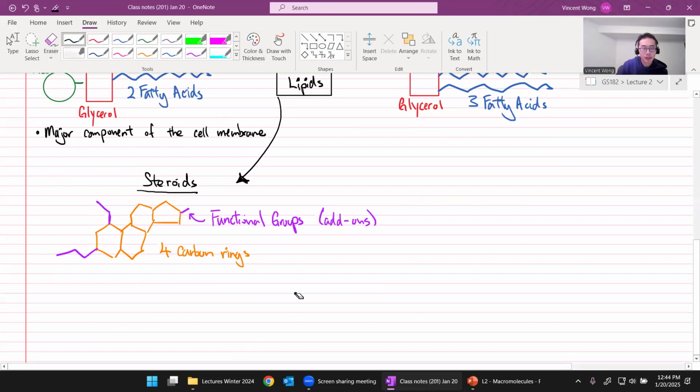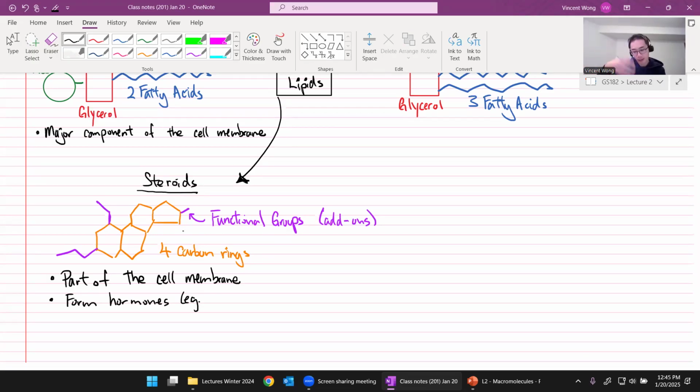And what do steroids do in the body? Also part of the cell membrane, and they form hormones. E.g., sex hormones. Does anybody know the name of any sex hormones, either in guys or girls? Okay, I have an answer already. Very good. Estrogen, yeah. Testosterone, good. Progesterone, right? And all these are steroid hormones. Okay, that's steroid. And then we just have one more kind right here.